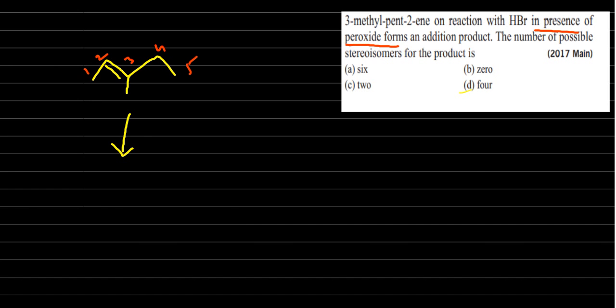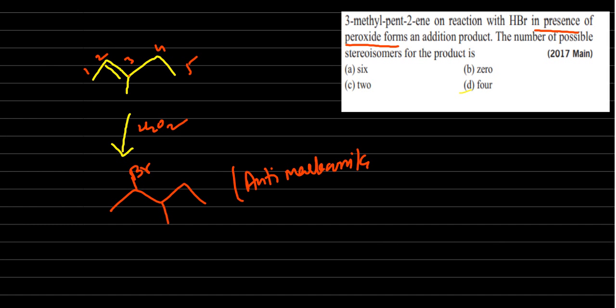See, first of all, H2O2 is there, so anti-Markovnikov. The product is, generally Markovnikov means bromine is here, but here bromine is here. This is the anti-Markovnikov product, right? Now this one is also a chiral carbon, this one also a chiral carbon, these two are chiral carbons.